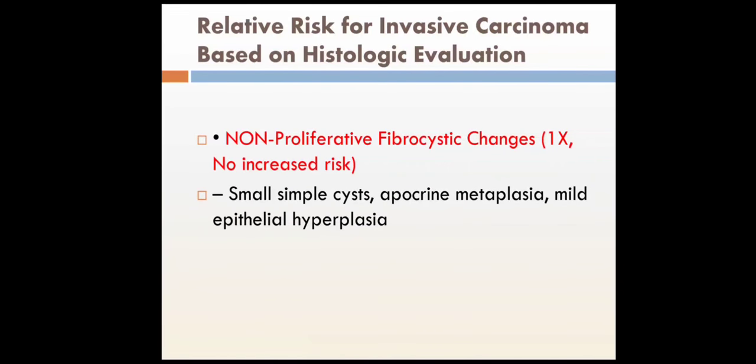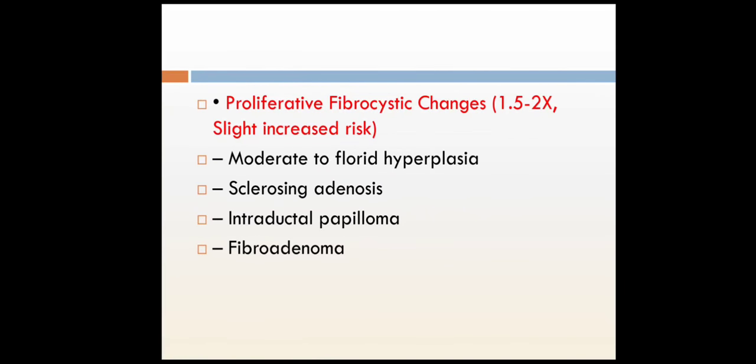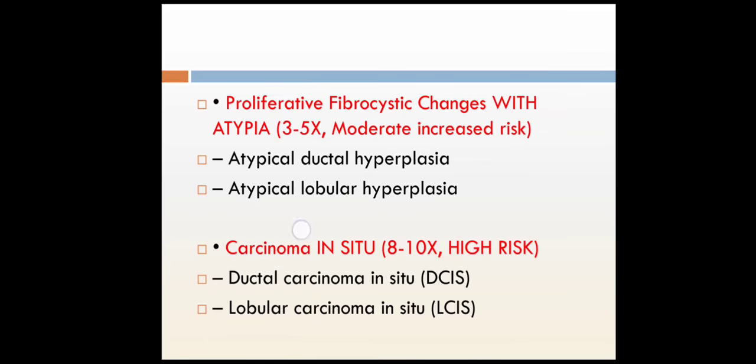The relative risk for invasive carcinoma based on histological evaluation: non-proliferative fibrocystic changes have no increased risk. Small simple cysts, apocrine metaplasia, and mild epithelial hyperplasia can be there. Proliferative fibrocystic changes have a 1.5 to 2 times increased risk for cancer, that's slightly increased risk. The conditions included are moderate to florid hyperplasia, sclerosing adenosis, intraductal papilloma and fibroadenoma.